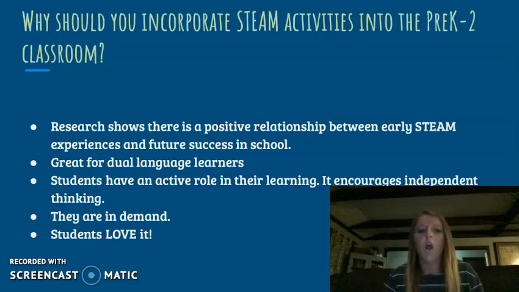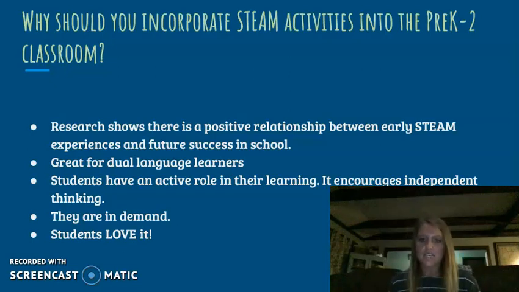And most of all, students love it. Students love it whenever they're in charge. They feel like they're in control of their learning. And it's just really awesome to see that take place in your classroom because it is rare to get students involved and excited and wanting to do more. But STEAM lessons, they always seem to get your students really interactive and wanting to learn more because they have that active role. It encourages their independent thinking.